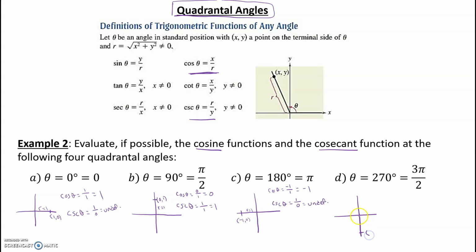And then, where'd my mark go? 270 is 0, -1. And my radius is still 1. So we're at cosine of theta is x-coordinate over the radius. So x-coordinate over the radius is 0. And our cosecant is our radius over our y-coordinate, which winds up being -1.